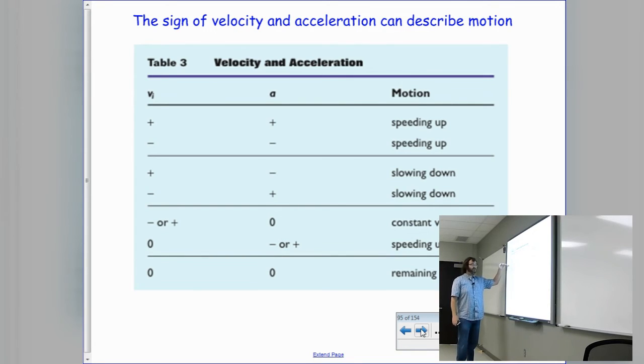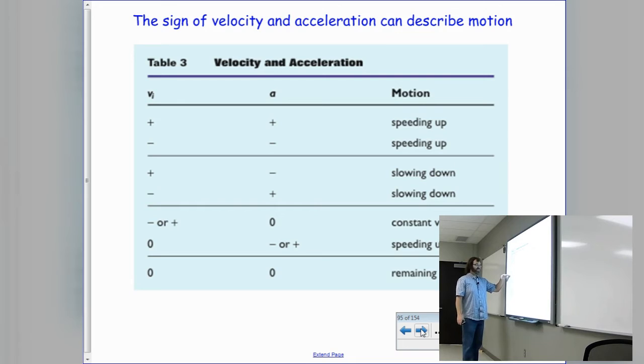If velocity and acceleration are both positive, the car is going to be speeding up. If the velocity and acceleration are both negative, a lot of times we would think, okay, that's slowing down. But actually, that is still speeding up. It's just speeding up in the negative direction. It could be speeding up as it's going down, or speeding up as it's going to the left. It's when the signs are opposite of each other that it's slowing down.